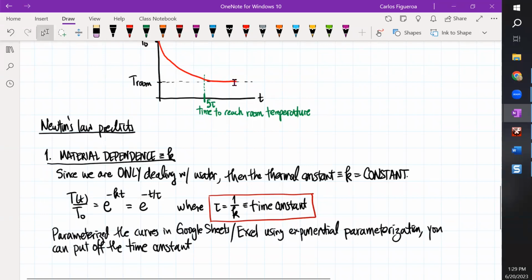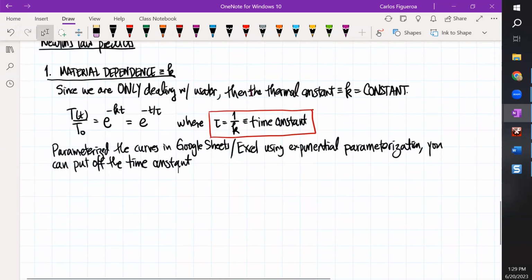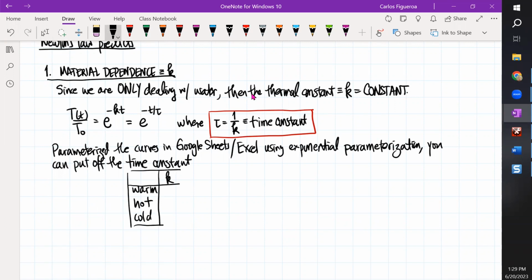So if I look at this thing, here's what we should be seeing here. If I have warm, hot, cold water, and I look at this K value, which is 1 over the time constant, then what we should see here is that for these values right here, I would expect that this and this should be close in value. The question is, are they? That's something that I want you to check.